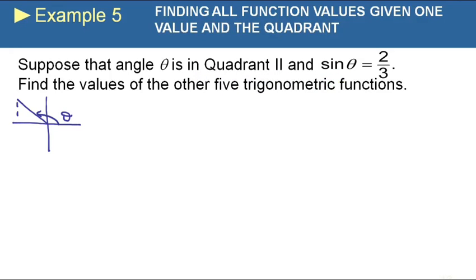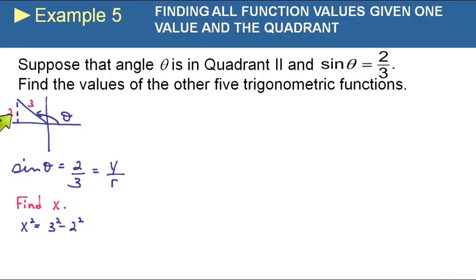Now we're going to use sine of theta equals 2/3. We're going to use the definition of sine as y over r to label our y side and our r side of our triangle. So y is 2 and r is 3. And now I'm going to use the Pythagorean theorem to find the missing side. We're looking for a leg, so we need to subtract the squares here. So x squared equals 3 squared minus 2 squared. X squared equals 9 minus 4, which is 5. That means x is square root of 5.